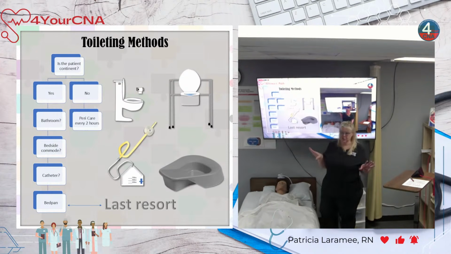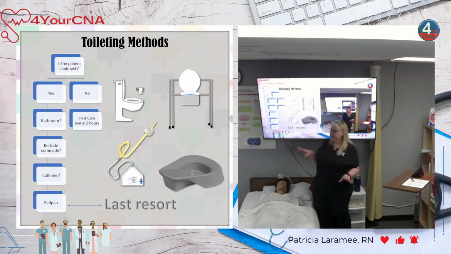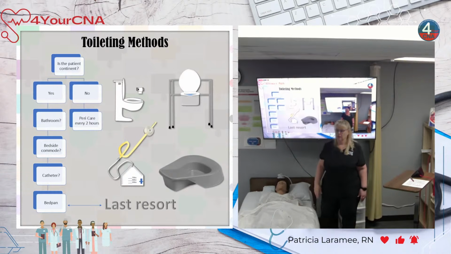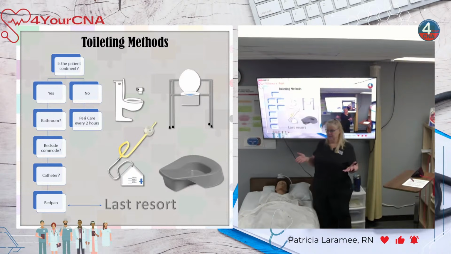before we get to our last two options. If my patient can't get to the bathroom, even with assist, if they can't use a bedside commode, even with assist, I've only got two options left. And the first one I'm going to look at is catheter. Is a catheter indicated for this patient? Now, it's important that we understand catheters are not used for convenience. Let me say that again. Catheters are not used for convenience.